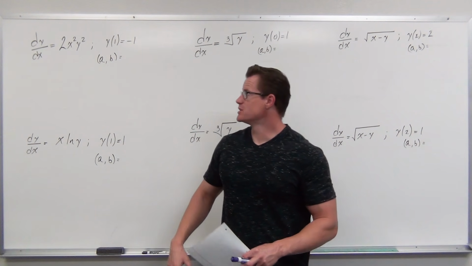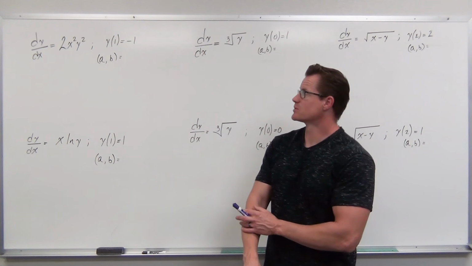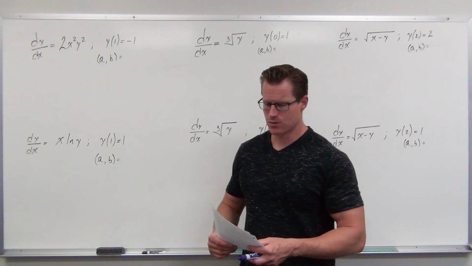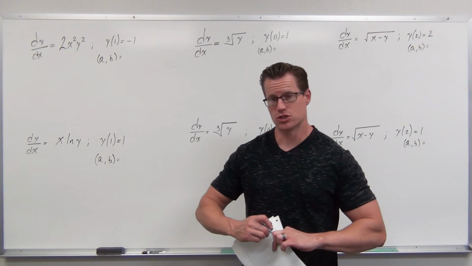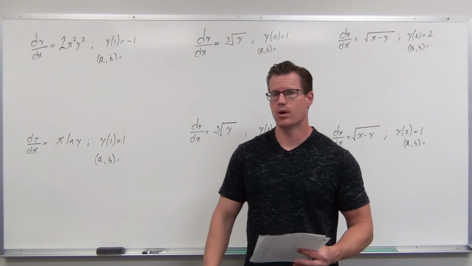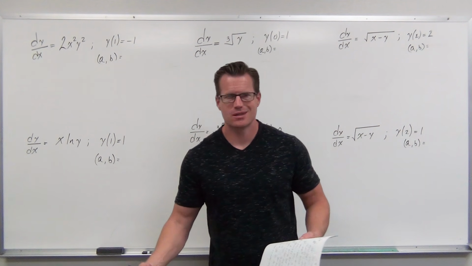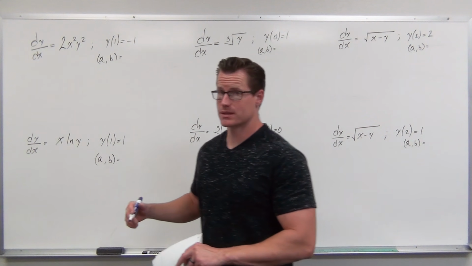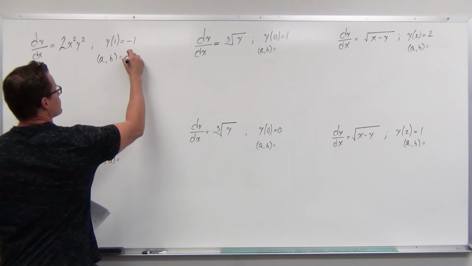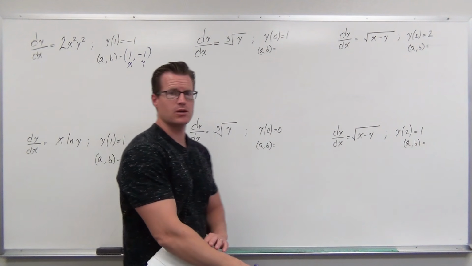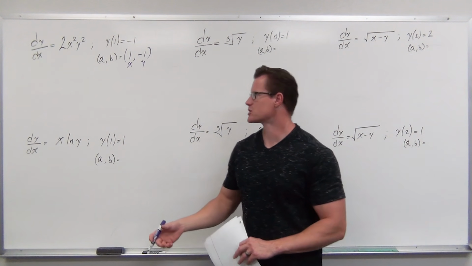So a differential equation, dy dx equals 2x squared y squared, and we're checking to see whether that differential equation has a solution and whether that solution is unique at the point that's given by y of 1 equals negative 1. The first thing I always like to do, I like to write the point out. So x is 1 and y is negative 1. That's important. So x value and our y value. We'll talk about why that's important in just a bit.